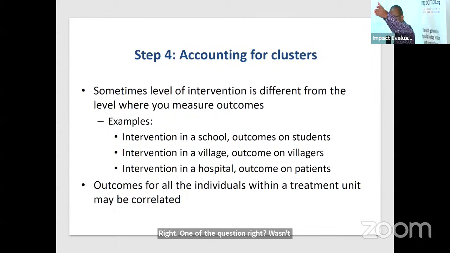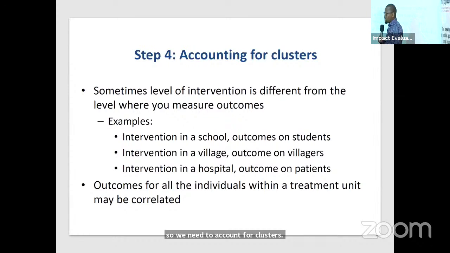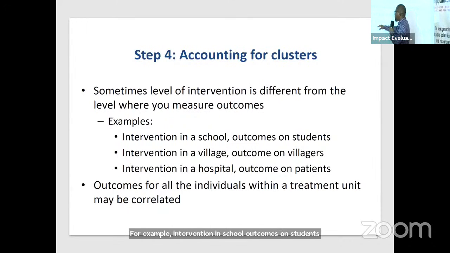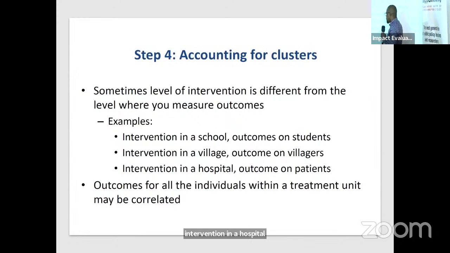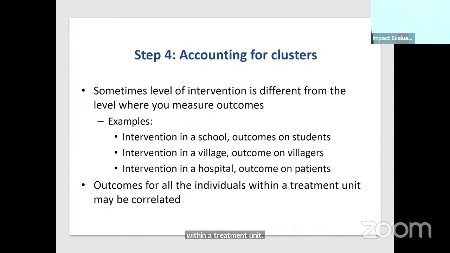And your issue about whether you need to have clusters or not. So we need to account for clusters. Sometimes the level of intervention is different from the level where you measure outcomes. For example, intervention in a school, outcomes on students. Intervention in a village, outcomes on villagers. Intervention in a hospital, outcomes on what? Patients. Okay? Outcomes for all the individuals within a treatment unit may be what? Correlated, they may be similar.